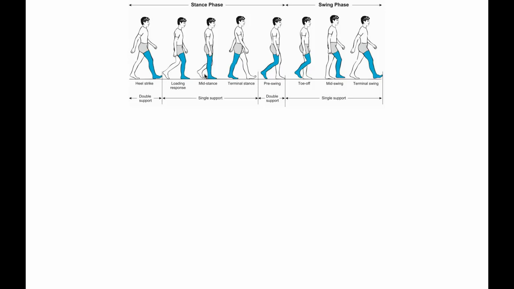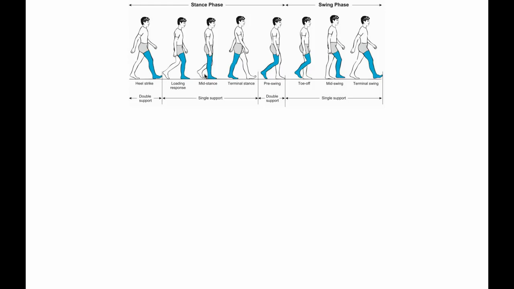Gastroc is going to be active at this point. Key thing about pre-swing is I want you to keep this in mind. It's called pre-swing, and also may be called toe off. In pre-swing, you still have a point of contact with the floor, so this is technically still stance phase. When you think about pre-swing, toe off, it essentially is just telling you you are preparing to go into swing, but you still have a point of contact with the floor, which we'll talk about in just a moment.